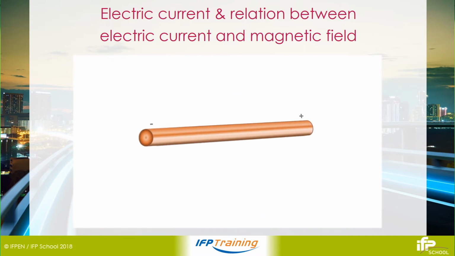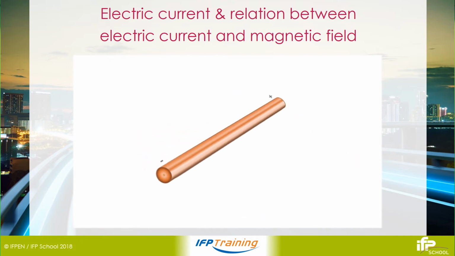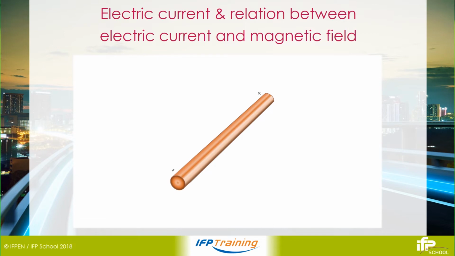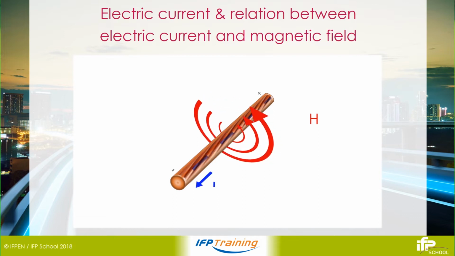The movement of charged particles is the cause of a second physical phenomenon, the creation of a magnetic field. That means any conductor with current circulation creates a magnetic field. This is the case with windings used in electric machines.